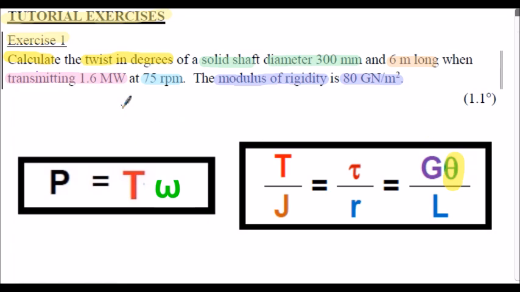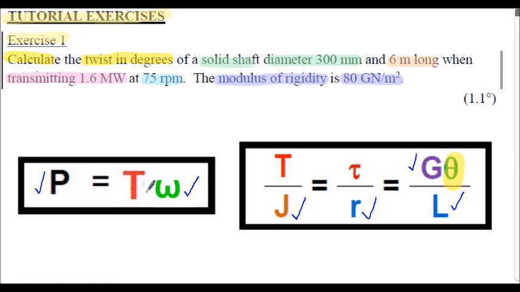What are we given in the question? Well, we're given the shaft diameter. So from that we can find the polar second moment of area, and of course we can find the maximum radius, half the diameter. We're also given the length in the question, 6 meters. Also from the question, we're given the power that's transmitted, 1.6 megawatts, so that's the P in this equation. And we're given the speed of rotation, 75 RPM. We will need to convert that into radians per second, but that does allow us to find the omega value here. And we're also given the modulus of rigidity, the G value.